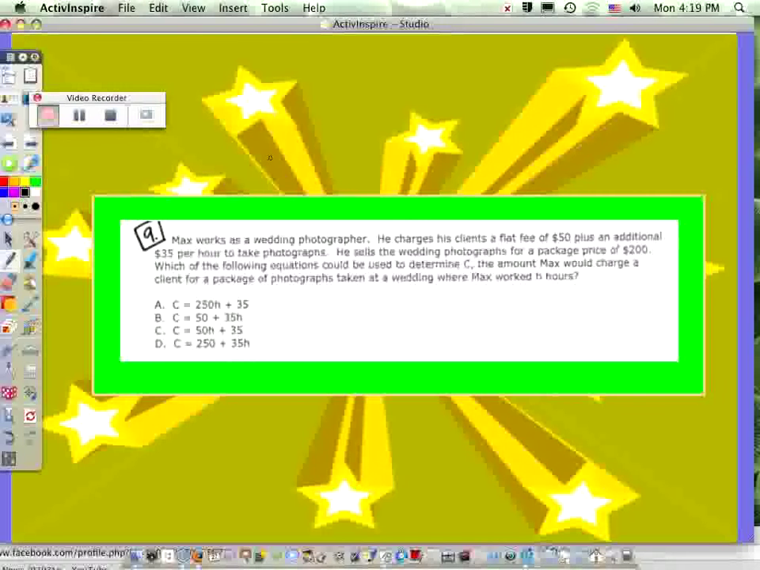All right, here you need to find the equation that represents the total amount that Max would charge. Well, you have to pay attention. A flat fee means that regardless of how many hours he works, he is always going to receive $50 plus the $35 per hour. So that means every time the hour changes, this part's going to change. If he works 1 hour, he'll get paid $35. If he works 2 hours, it'll be $75 extra dollars.